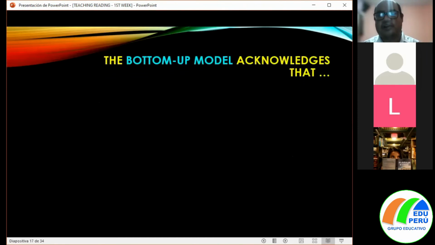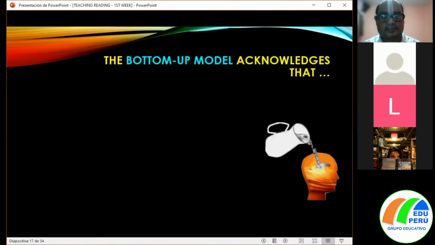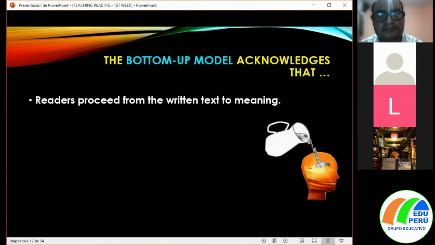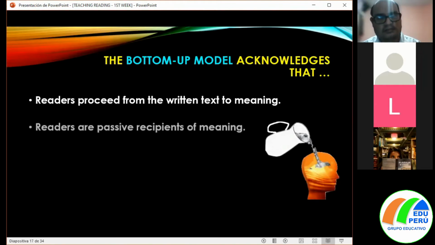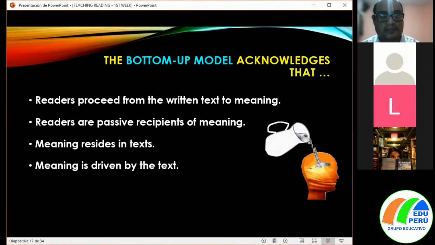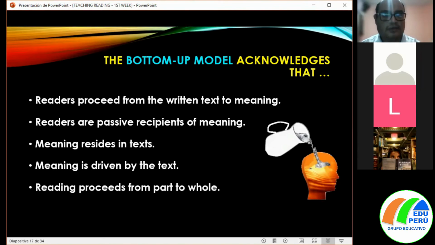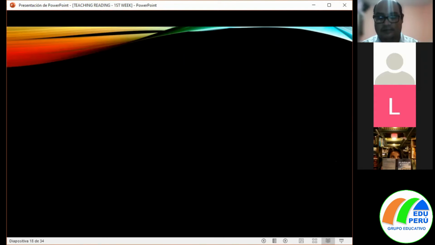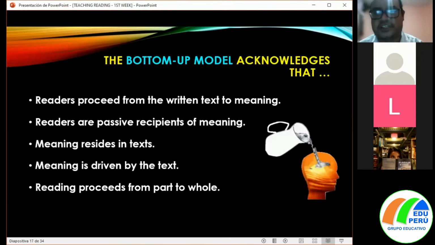So the bottom-up model acknowledges that readers proceed from the written text to the meaning. Readers are passive recipients of meaning. Meaning resides in the text. Meaning is driven by the text. Reading proceeds from part to whole. Here, we're going to focus more on this.